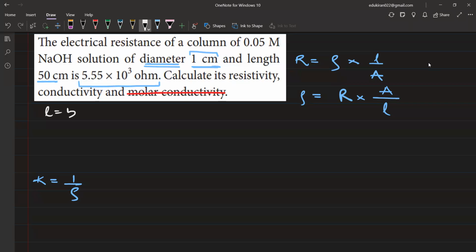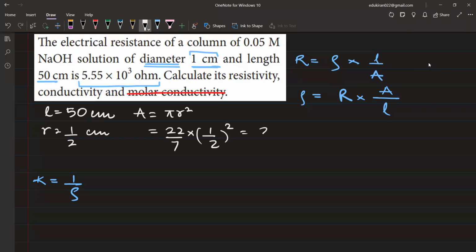I think इसकी वजह से आपको कुछ मिस्टेक हो रहा होगा. Please read the problem, Abdur Rahman. L is equal to 50 centimeter and the radius will be equal to 1 by 2 centimeter. So the area will be equal to pi r square, which is 22 by 7 multiplied by r square, is 1 by 2 whole square. So this will be equal to 22 by 7 into 1 by 4. So this will be equal to what? 11, because 2 11s are 22 and 2 2s are 4, 11 7 2s are 14. Okay, so 11 upon 14 centimeter square is your area.